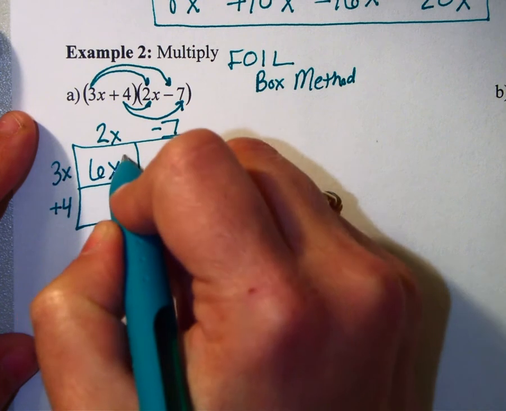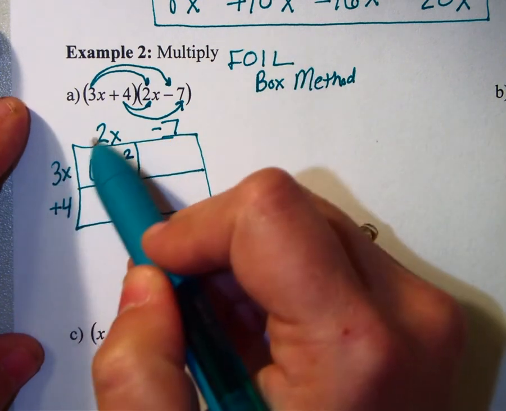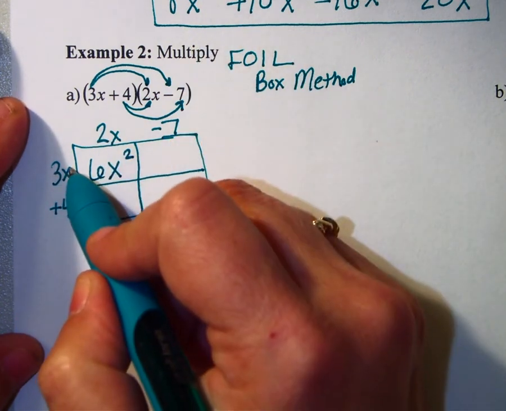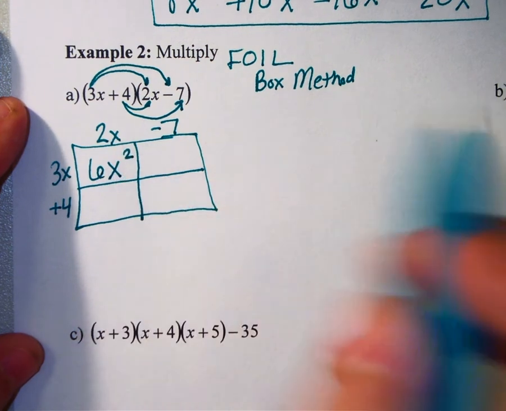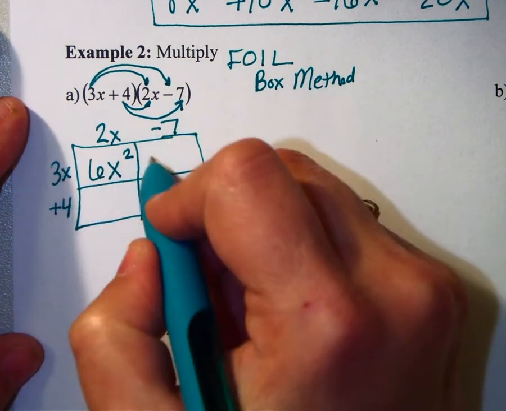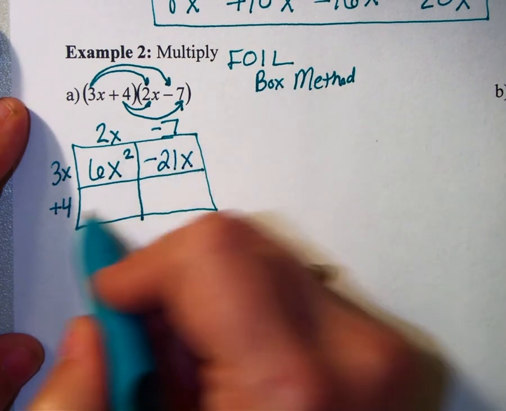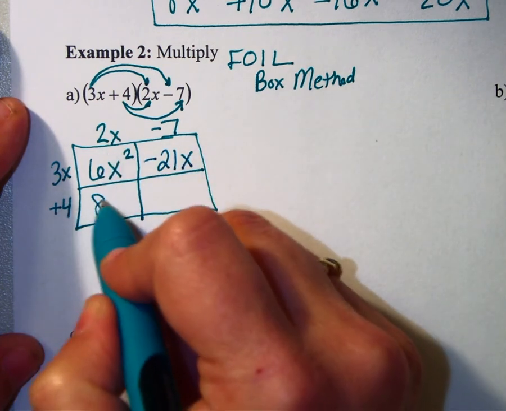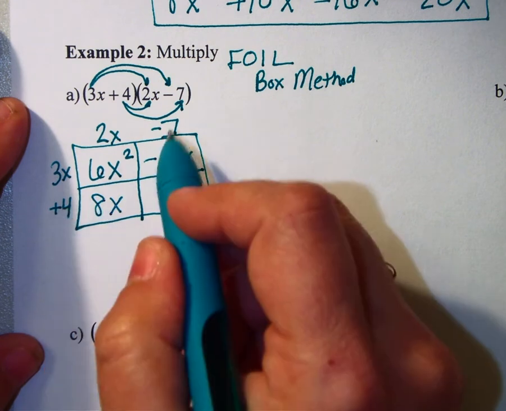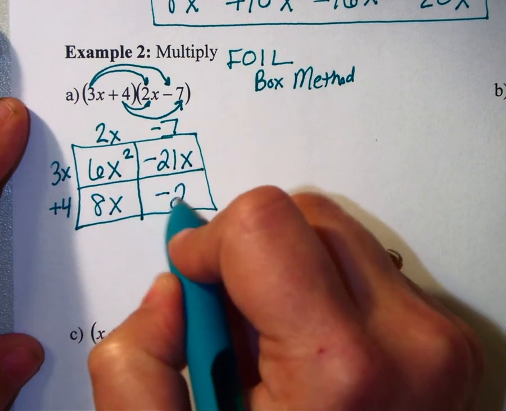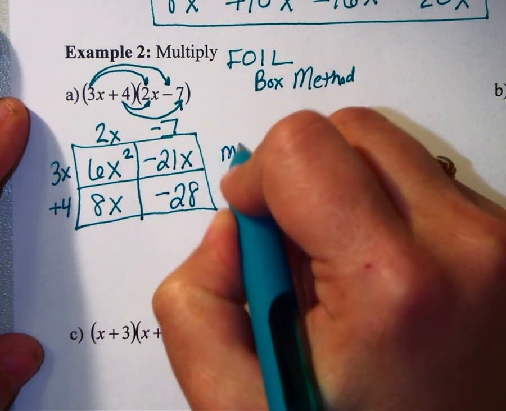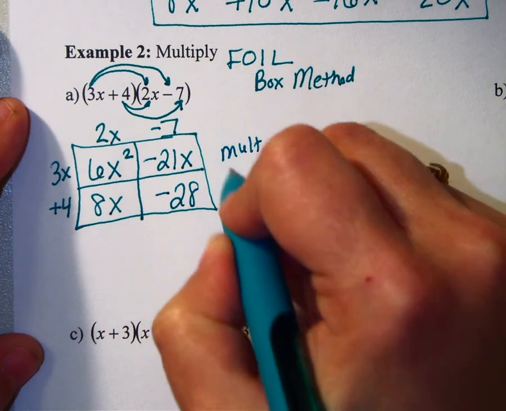3x times a negative 7 will give us a negative 21x. 4 times 2x will give us 8x. And 4 times a negative 7 will give us negative 28. So we multiplied to fill the box, which is basically the distributive property. So like I said, it doesn't really matter.